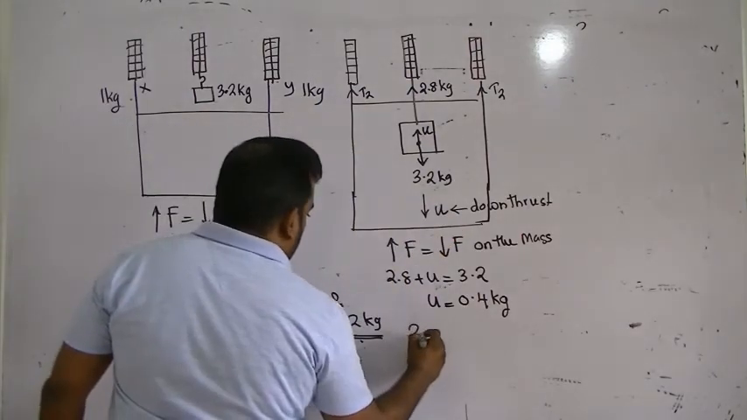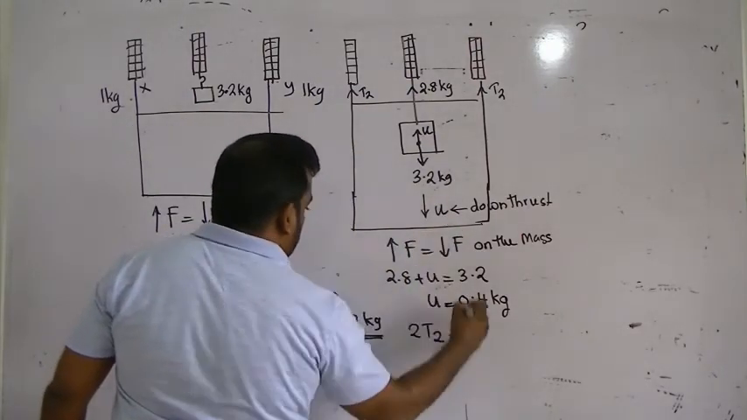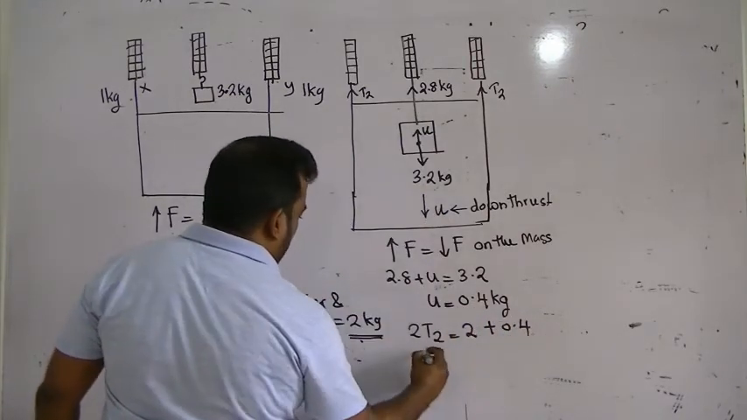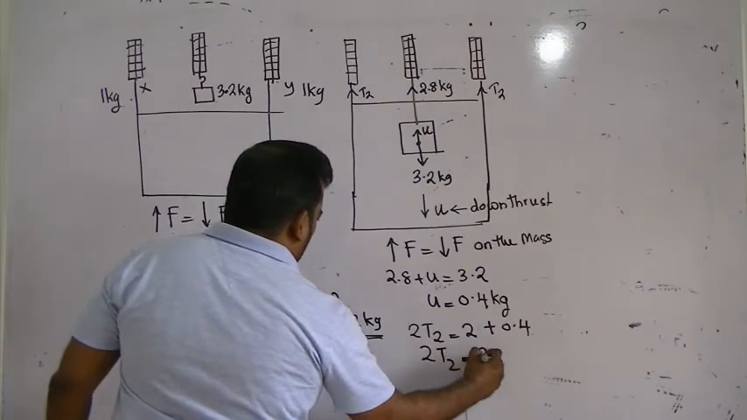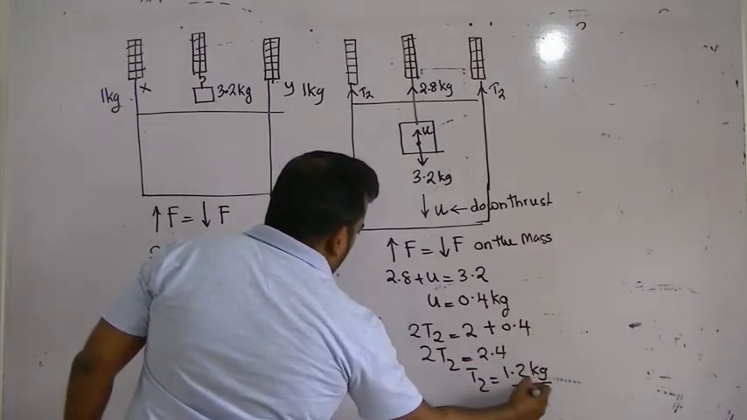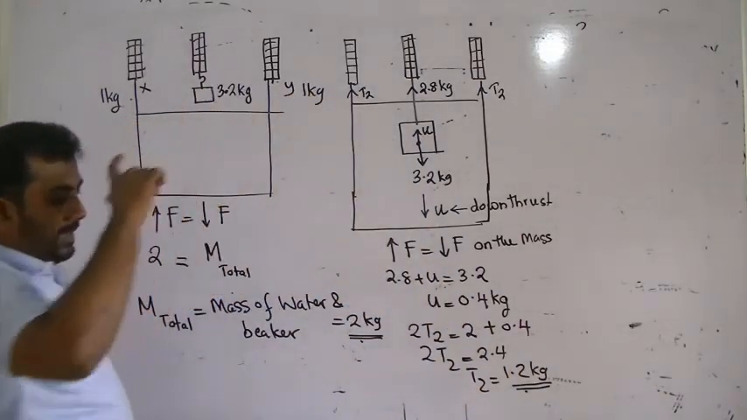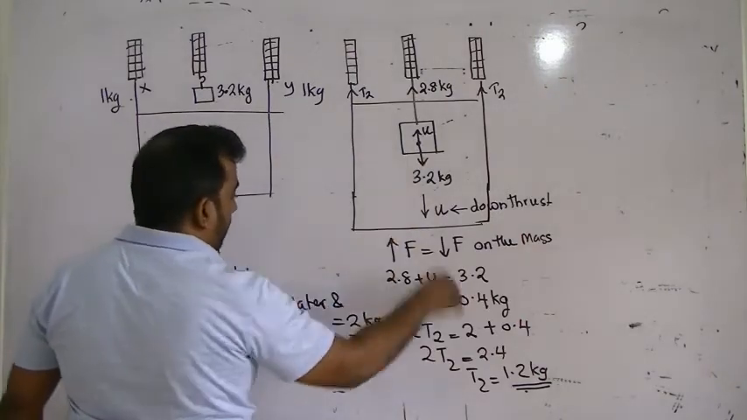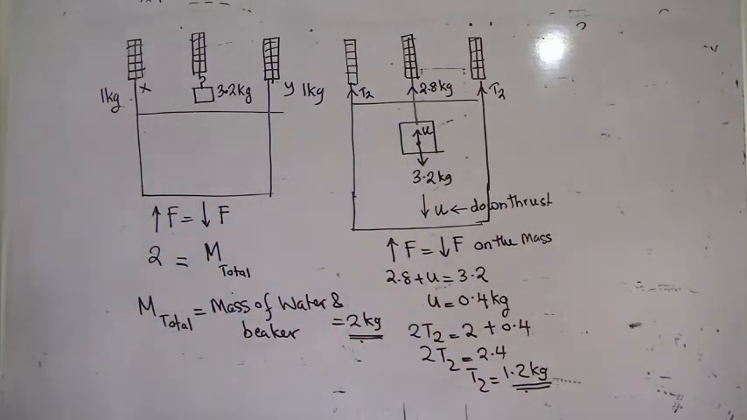So here we can write 2T2 equals weight of the water and beaker plus 0.4. 2T2 is equal to 2.4. T2 is equal to 1.2 kilograms. X and Y will each read 1.2 kilograms. Don't forget that.